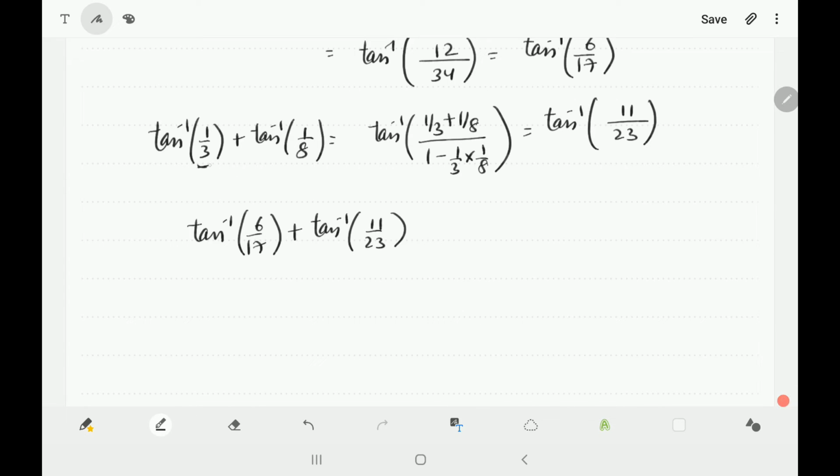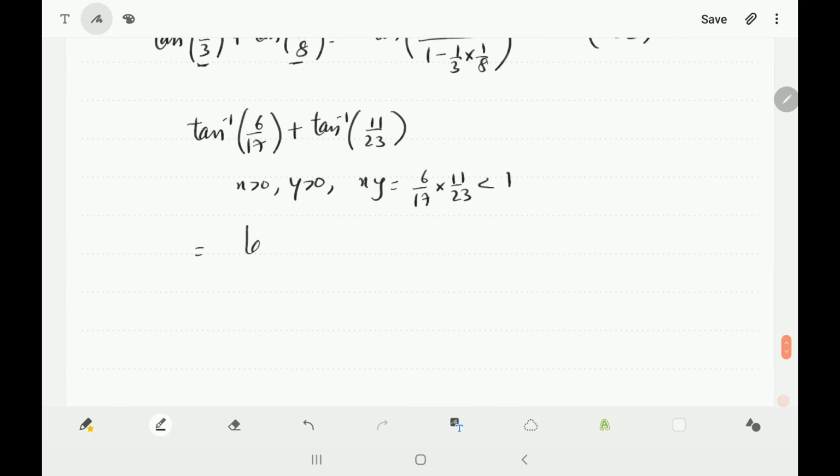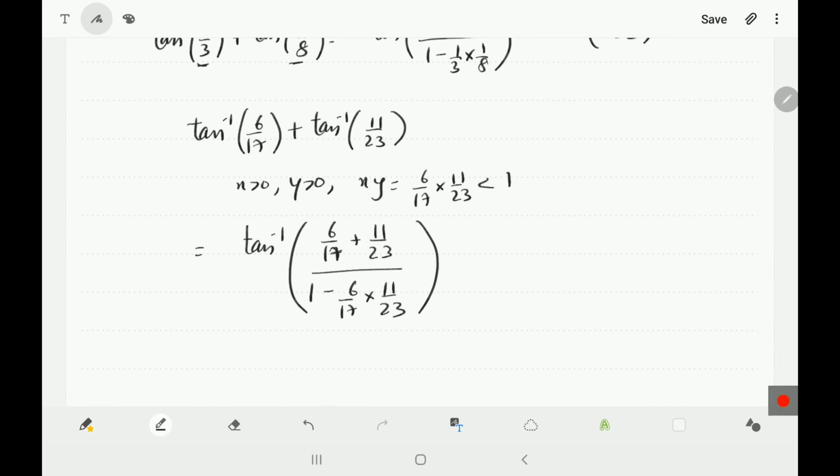Again, here you have to see that the product of x and y should be less than 1. Here x is positive, y is positive, and the product xy is 6 by 17 into 11 by 23, which is already less than 1, and hence we can directly apply the formula: tan inverse of (6/17 + 11/23) divided by (1 - 6/17 into 11/23). Okay, so this is the direct formula which I have applied.